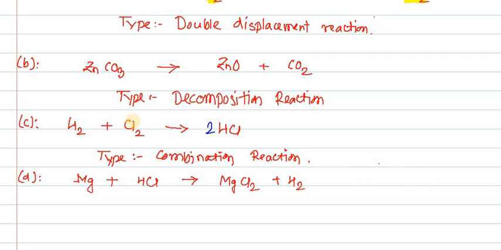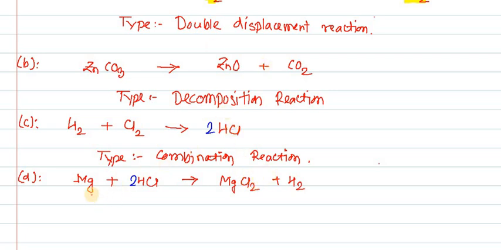Now on the left we have 1 magnesium, on the right we have 1 magnesium. On the left we have 1 hydrogen, so let's make it 2. On the left we have 2 hydrogen, and on the right we have 2 hydrogen. On the left we have 2 chlorine, on the right we have 2 chlorine. That means this equation is balanced. Now what is the type of this equation?